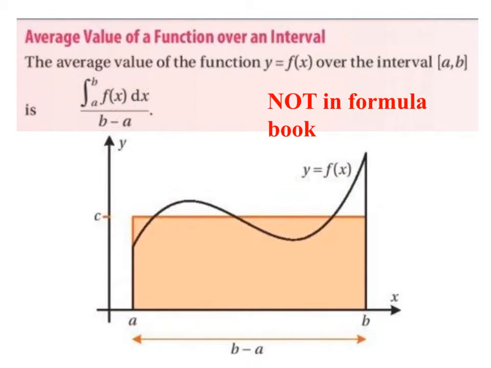So it's basically giving us the average value of this function, but what you're really doing is getting the area of this rectangle. This formula is not in the formula book, so it would be a good idea to learn it off by heart. So if we're asked for the average value of a function, this is the formula we use. So we divide by b minus a, where b is the upper limit and a is the lower limit.